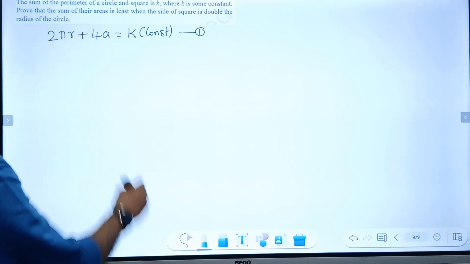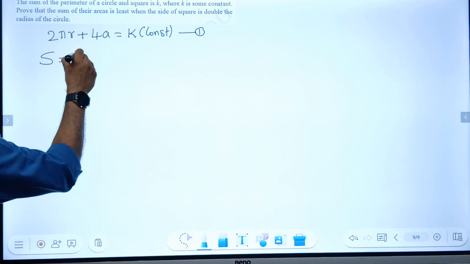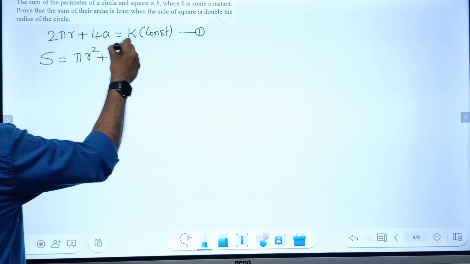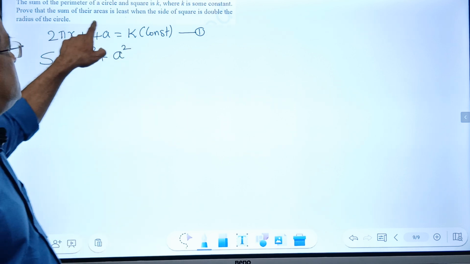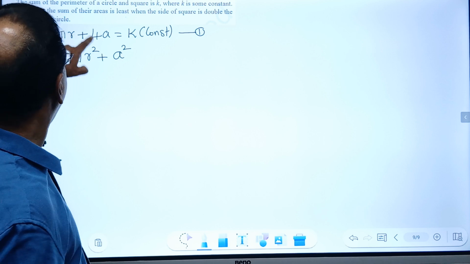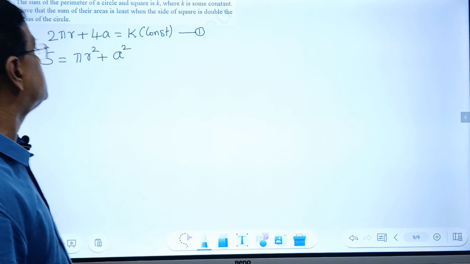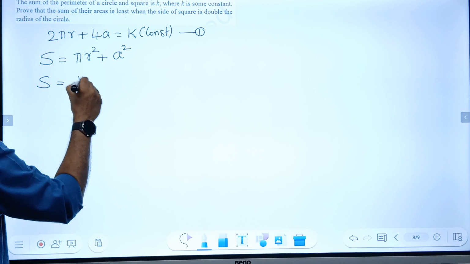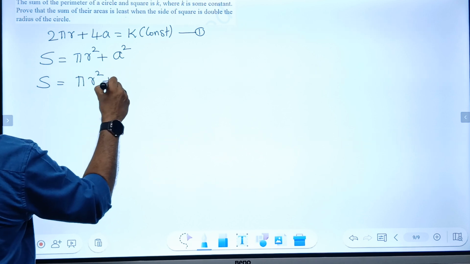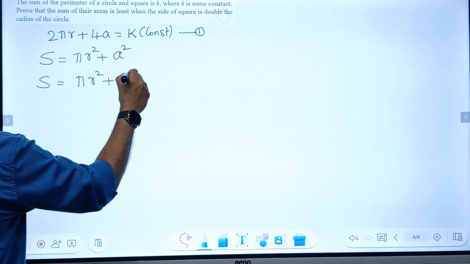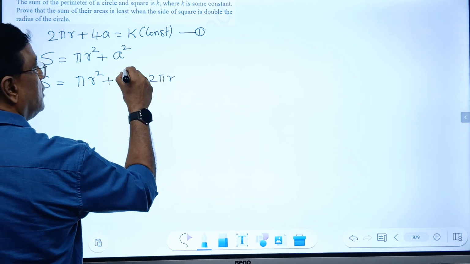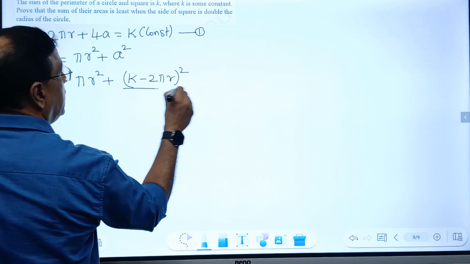Now prove that the sum of their areas is least. So what is the sum of their areas? Area of the circle is pi r square. Area of the square is a square. I have to show it is least, right? Okay. Now S is equal to pi r square plus, what is a square? It is nothing but (k minus 2 pi r) the whole square by 16.